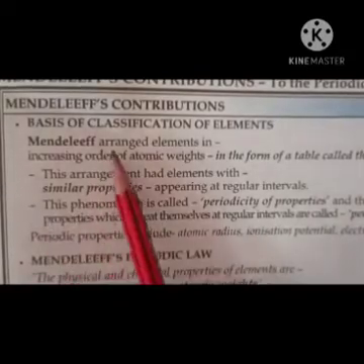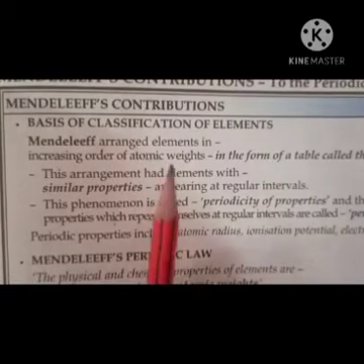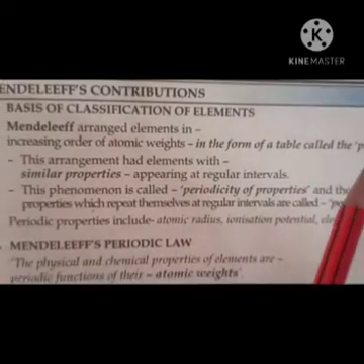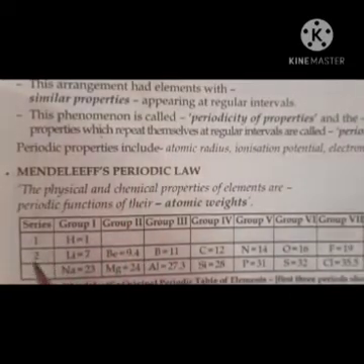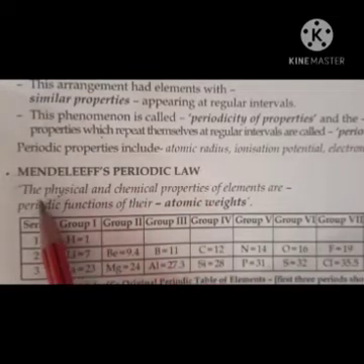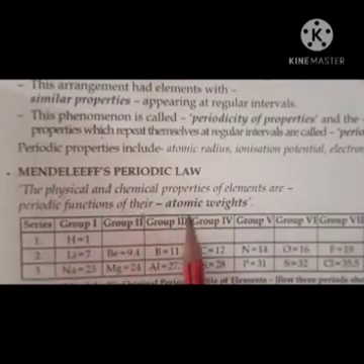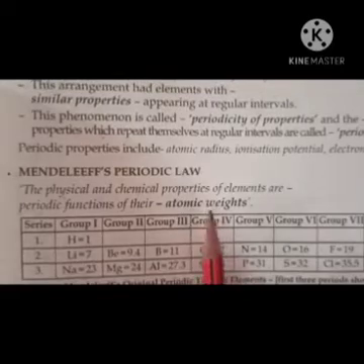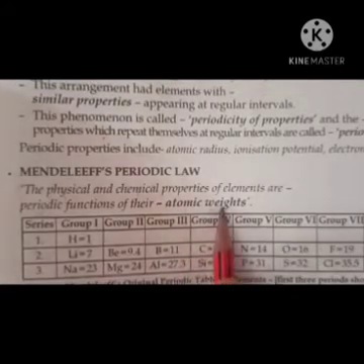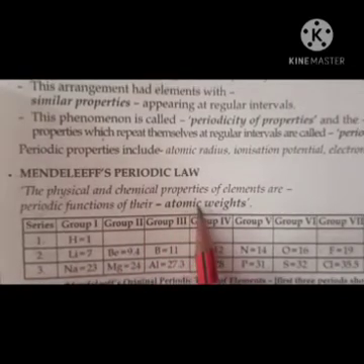Then Mendeleev in 1869 arranged the elements in increasing order of their atomic weight in the form of a table, and that table is called the periodic table. And then he gave a law, that law is called Mendeleev's periodic law. And what was the law? The physical and chemical properties of elements are a periodic function of their atomic weight. It means he arranged the elements in their increasing order of atomic weight, right? And the physical and chemical properties of elements are a periodic function of their atomic weight.